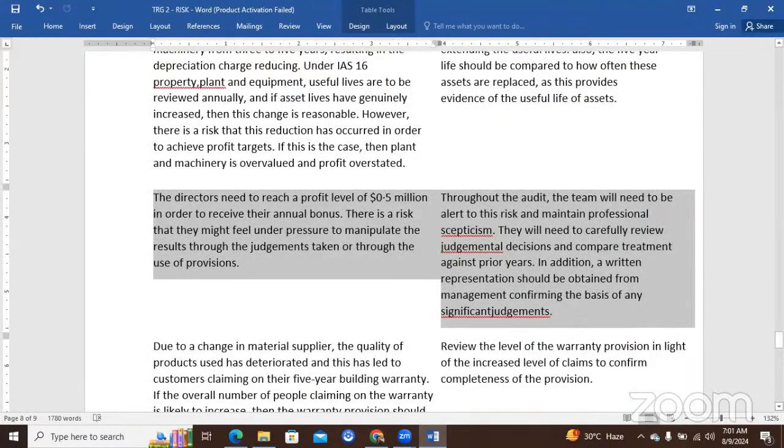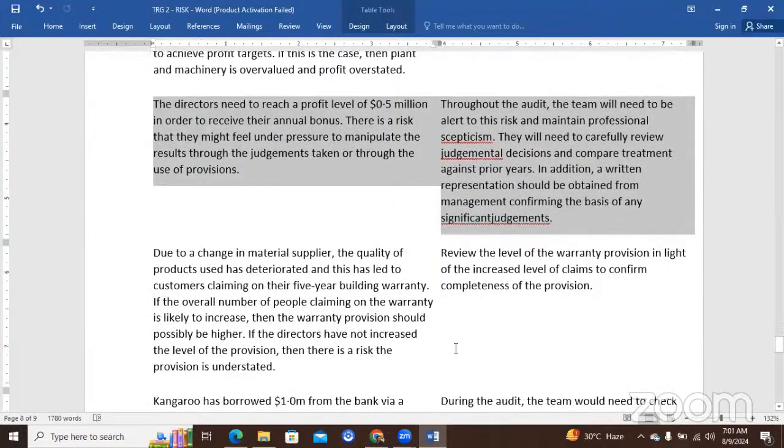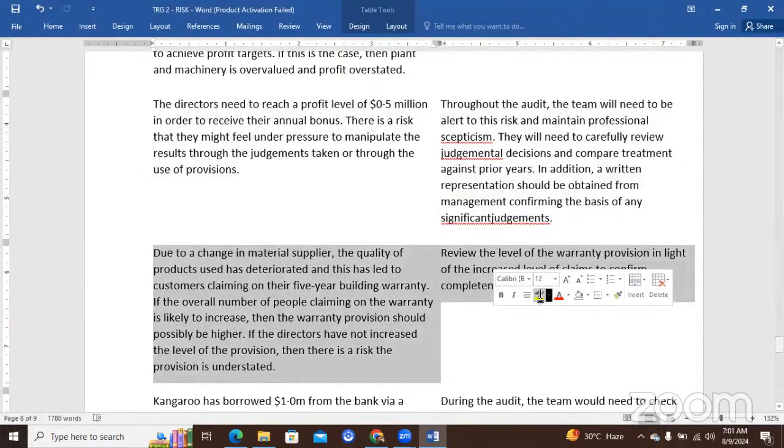If you look at this answer, due to the change of material supply, the quality of the products used has deteriorated, and this has led to customers claiming on their 5-year building warranty. So building warranty claims will increase.